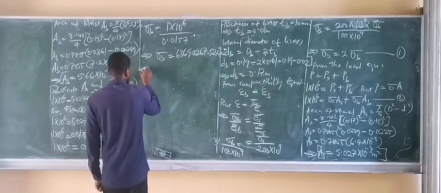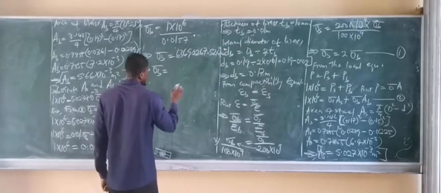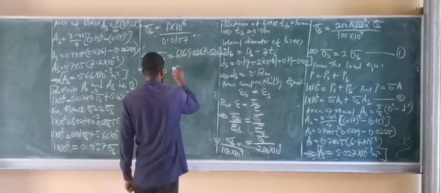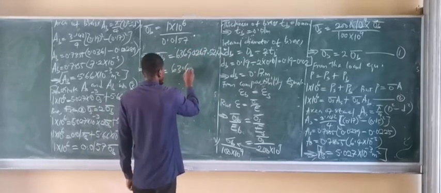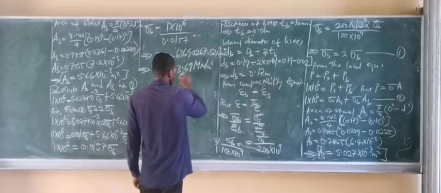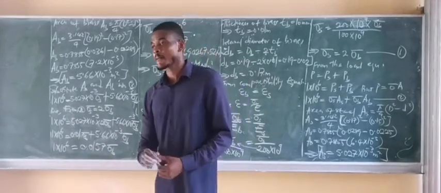So we can approximate to mega. Sigma b is actually, let's move 6 steps backward: 1, 2, 3, 4, 5, 6, which becomes 63.69 mega newtons per meter squared. So that's the stress in the brass.